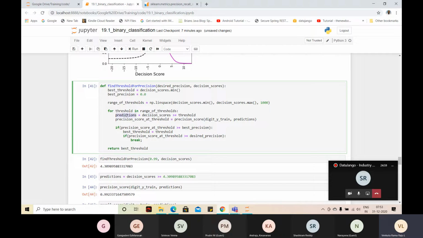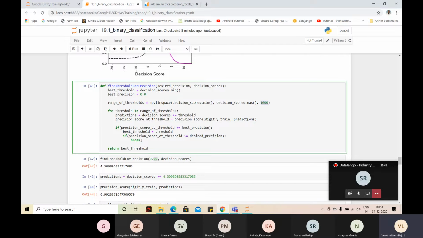Okay? So that is the prediction. Now I can use the precision score method and pass the actual y and the predictions and calculate the precision score at that threshold. At that threshold, if that is greater than best threshold, I am taking best threshold as the current threshold. And if best threshold is greater than or equal to desired precision, right? So if you want 99% precision, I am passing desired precision, and if the precision score reaches the desired one, I am breaking and coming out.